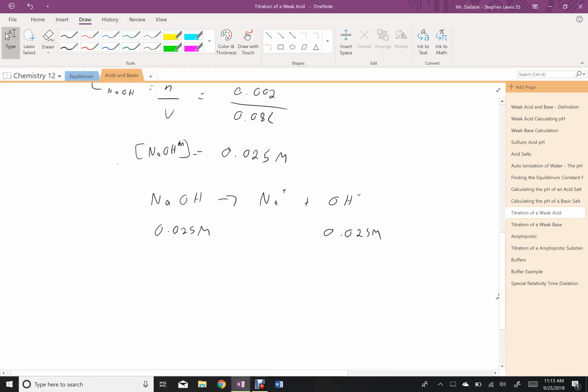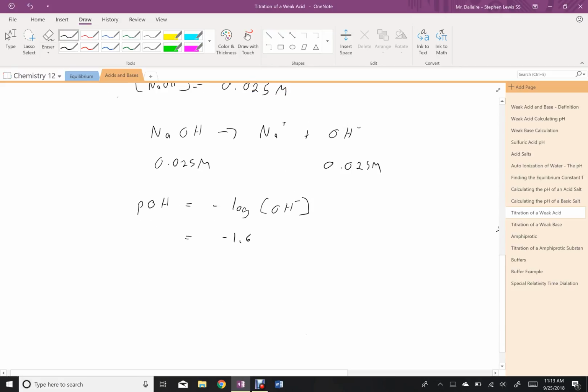and I don't have to do any equilibrium stuff. So I can go straight to my pOH, which is going to be negative log of hydroxide concentration, which will be log of that, negative 1.6, and then positive 1.6. And then I can use my relationship between pH and pOH, totaling to 14, to come up with my pH, which works out to be 12.4.